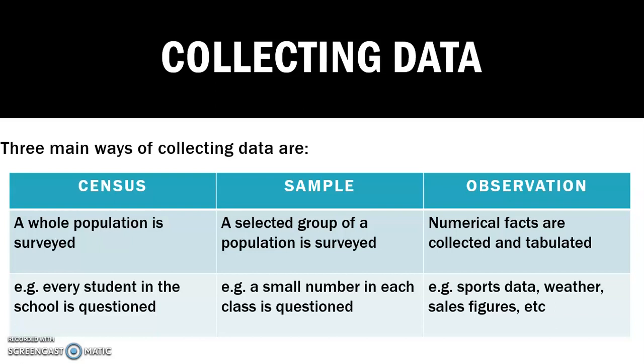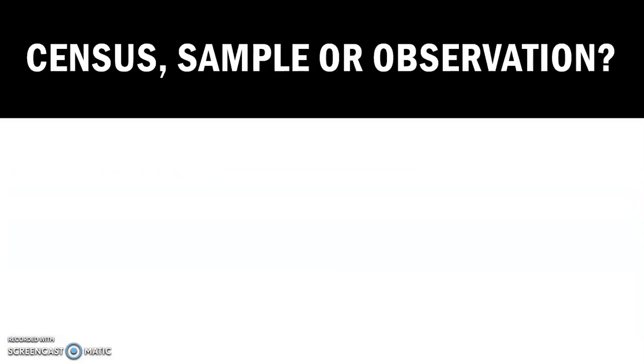You would also know the word census from the Australian census that happens every now and then, and we had an Australian census not too long ago where everyone in Australia had to complete an online survey about each person in their household. A sample, so that's when a selected group of population is surveyed. So for example, a small number in each class is questioned, and then an observation is when numerical facts are collected and tabulated, such as sports data, weather, and sales figures.